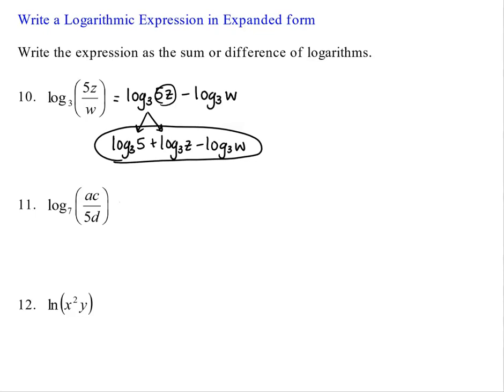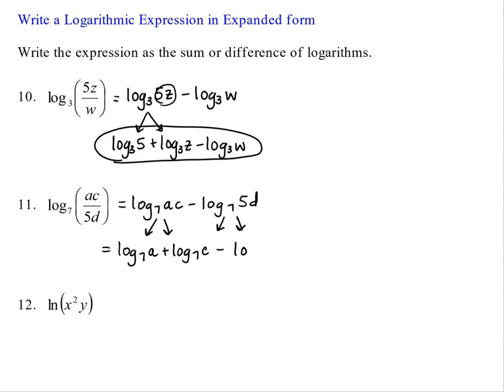Example 11, I'm going to again begin with the quotient rule. So I've broken this up into the difference of two logarithms, but both of these logarithms have a product on the inside, so we can apply the product rule here. So I'm breaking this up now into a sum of logarithms. But we have to be careful when we break up the second sum of logarithms because we need to make sure that we're using parentheses around that so that we know we need to distribute that negative.